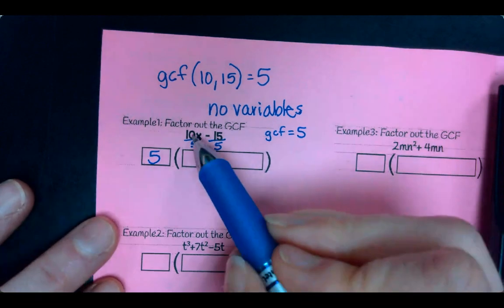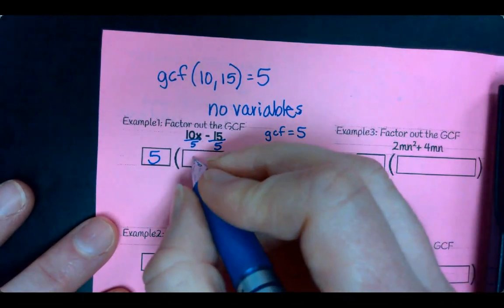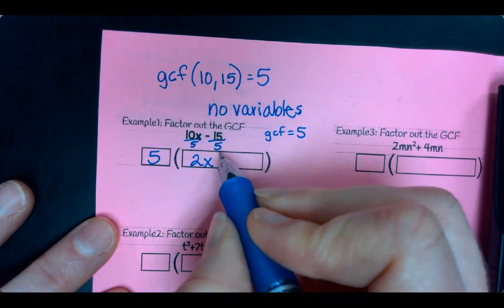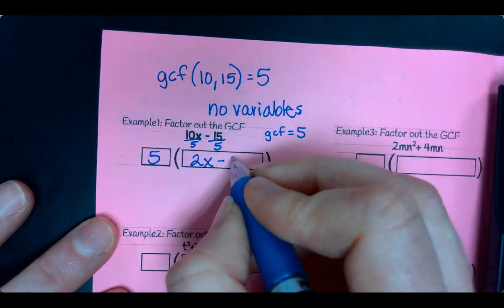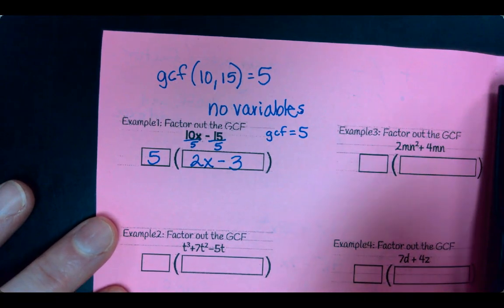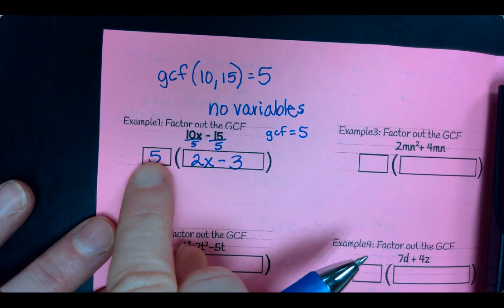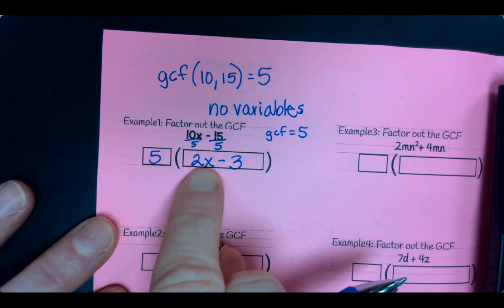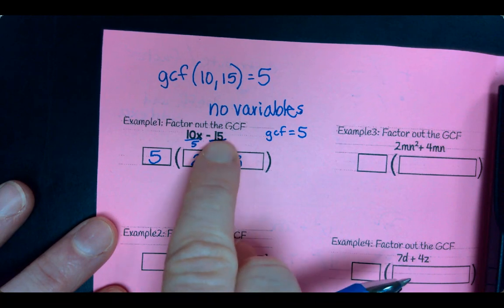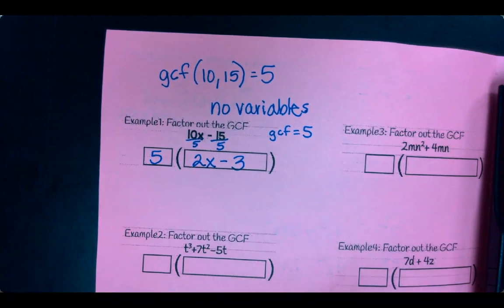So divide 10 by 5. 2x. Negative 15 divided by 5. Negative 3. And we could double check it just by distributing. What's 5 times 2x? 10x. What is 5 times a negative 3? Negative 15. So we're done. That's it. So we're undoing it, and we can check it.